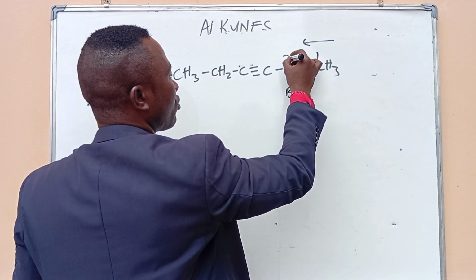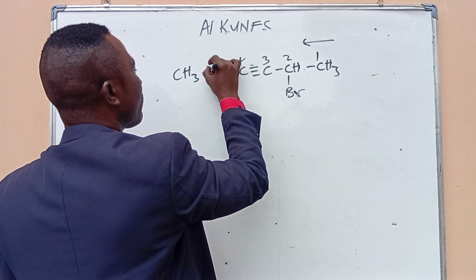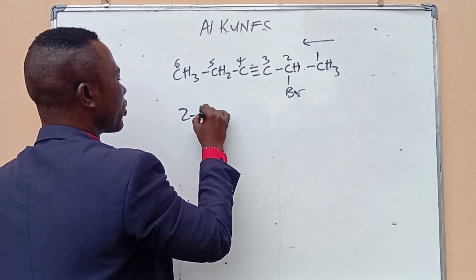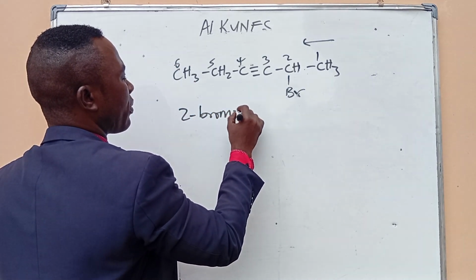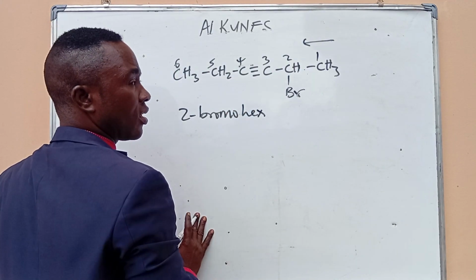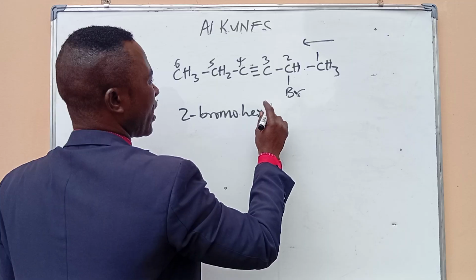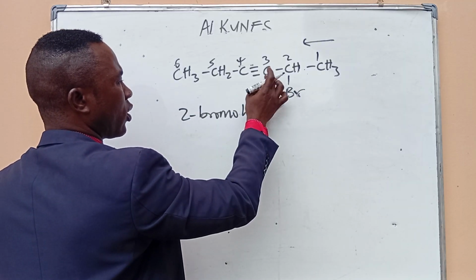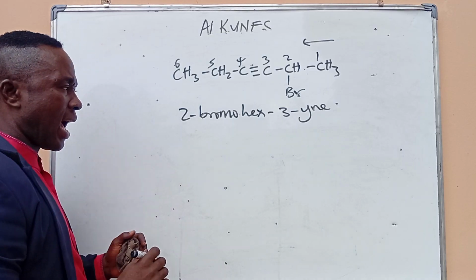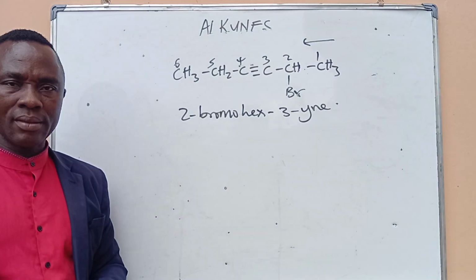So this will be 1, 2, 3, 4, 5, and 6. So the name is 2-bromo. The bromine is at number 2. How many carbons? 6. Hex. Where is the position of the triple bond? Number 3. The name will always end with yne. So 3-yne.